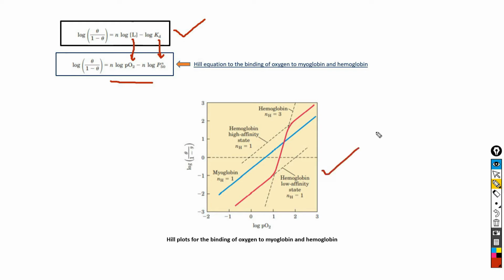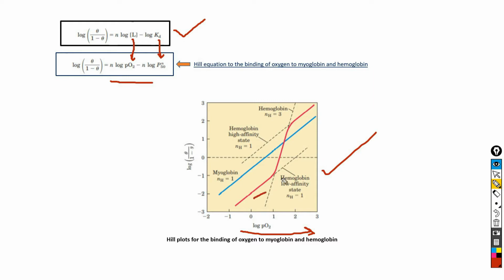And these are the corresponding Hill plots for the binding of oxygen to myoglobin and hemoglobin. From this Hill plot, we can see that for myoglobin, with the increase in oxygen concentration, there is no change in the slope. As you can see here, for myoglobin a straight line is observed, which indicates that there is no evident cooperativity in myoglobin. Whereas in hemoglobin, with the increase of oxygen concentration, the slope changes.